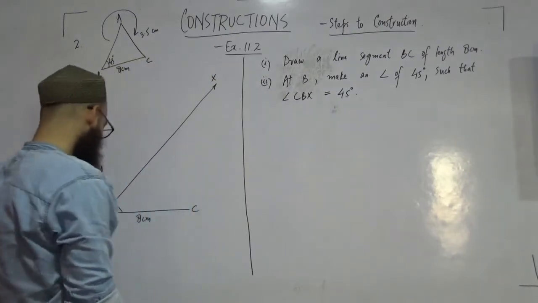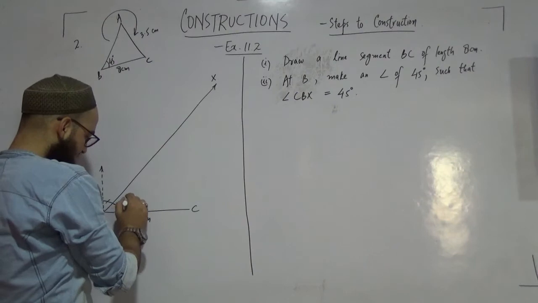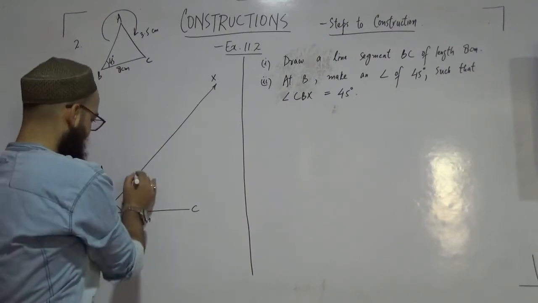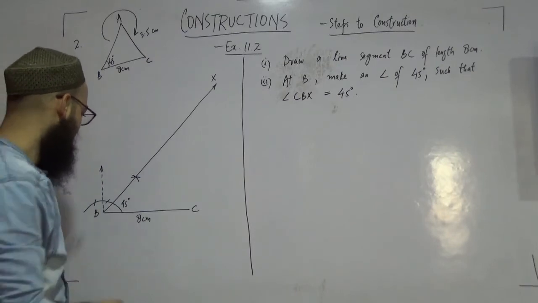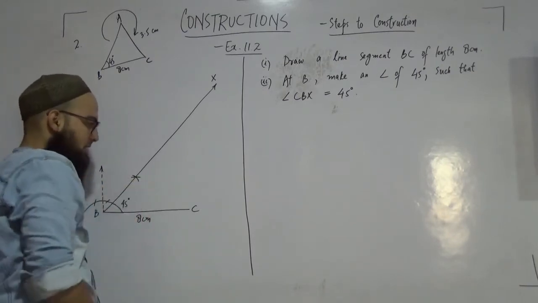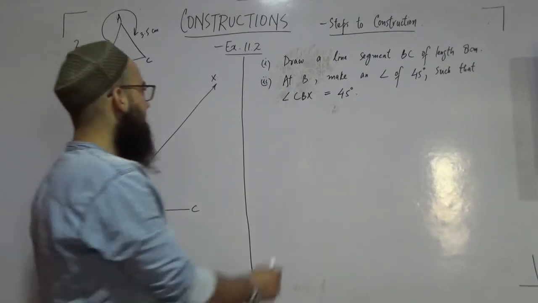And we name it X. And this will be your 45 degree. Got it? With this as center and this as center. We have already done how to draw a perpendicular bisector. Now the next step.